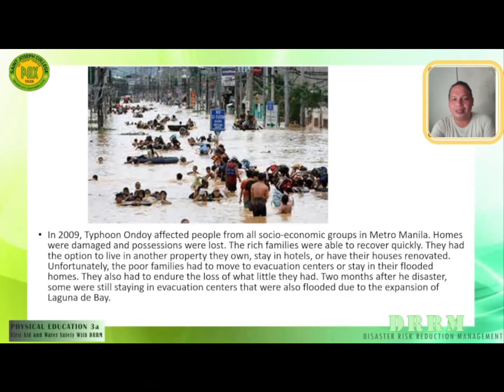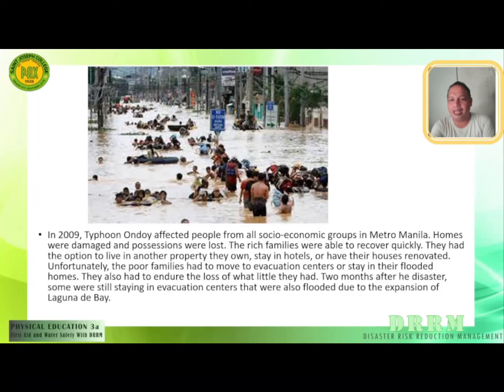In 2009, Typhoon Ondoy affected people from all socioeconomic groups in Metro Manila. What do you mean by all socioeconomic groups? Even the richest, the rich, the middle class, the lower class, and the lowest class were affected. Homes were damaged and possessions were lost.